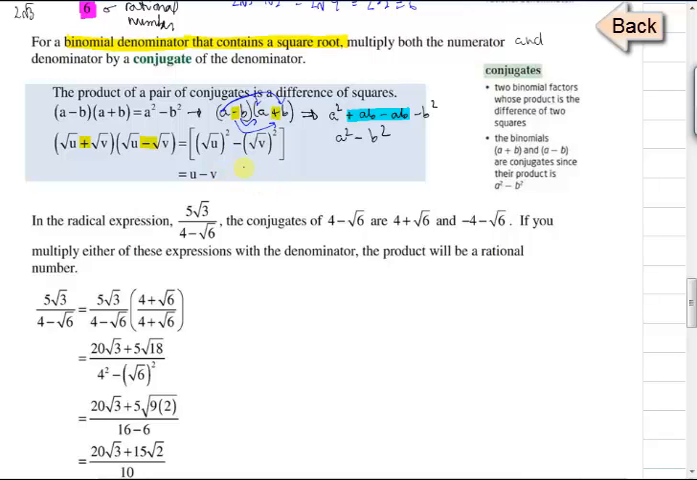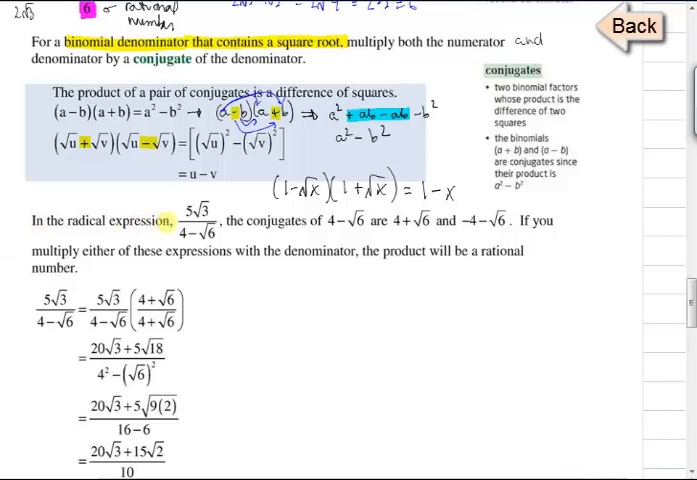So let's do another example. Let's say that we have 1 minus root x, and times it by its conjugate, 1 plus root x. Use our shortcut: square the first term, 1 squared is 1, minus the square of our second term, the square of root x is x, and so we get 1 minus x.